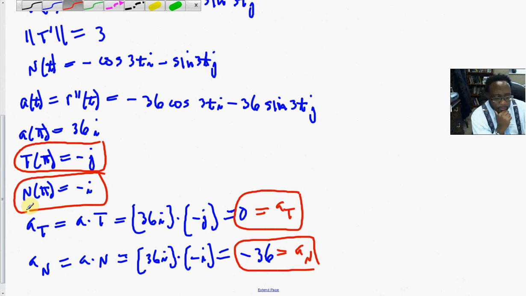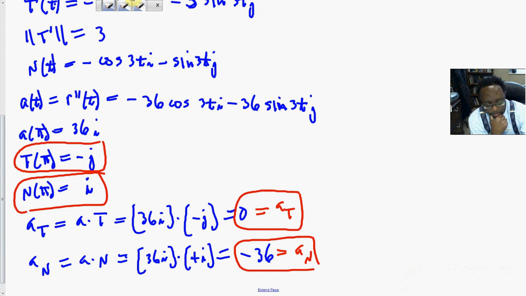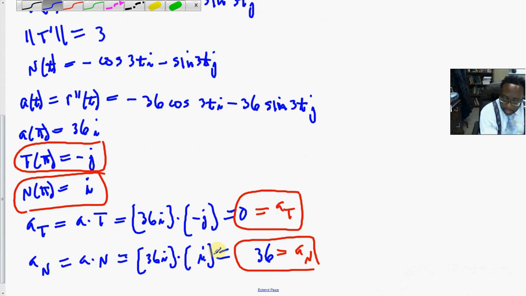The normal vector, let me go back and look at that. The normal vector at pi, we plug in, we get 3 pi. It's negative times a negative, which is positive. Yeah, it's a positive. Don't want to give you anything that's incorrect. This is positive, and that's positive. That's better.